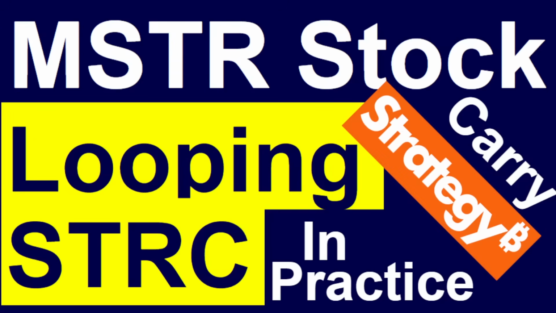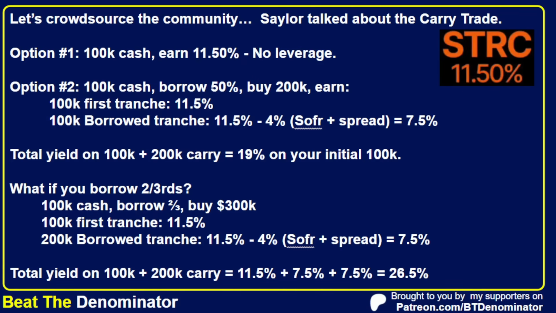Hello everybody. So today I want to go way out on the risk curve and tell you about looping STRC. Looping is the word that Saylor used at the Bitcoin conference to define the carry trade. Some people call it rehypothecation. It has multiple names, but the whole idea is to use leverage on an instrument like Stretch.